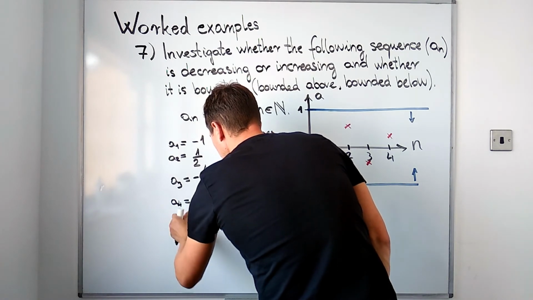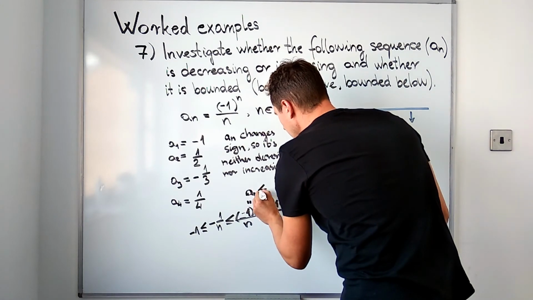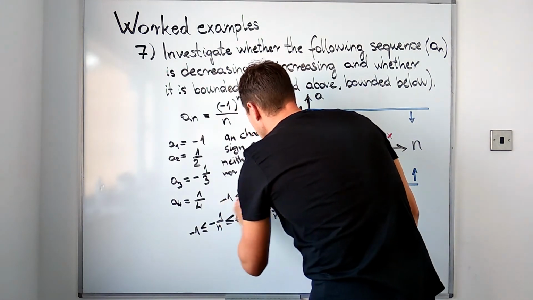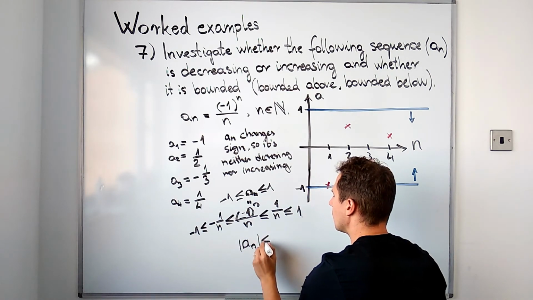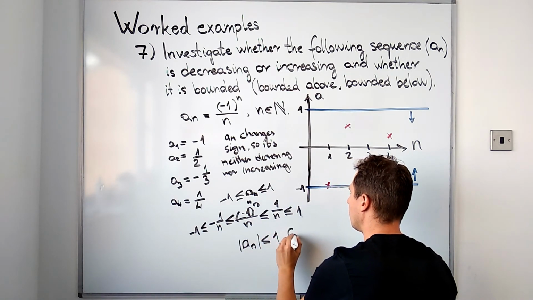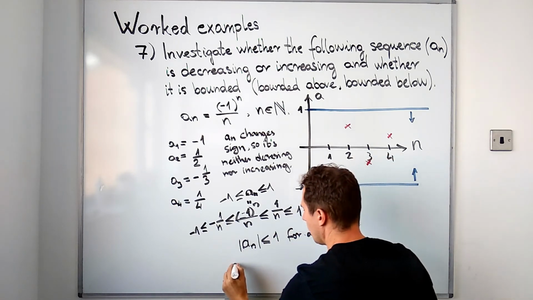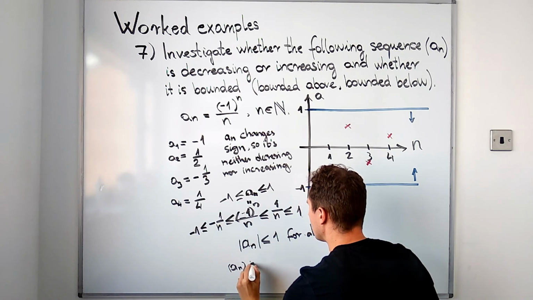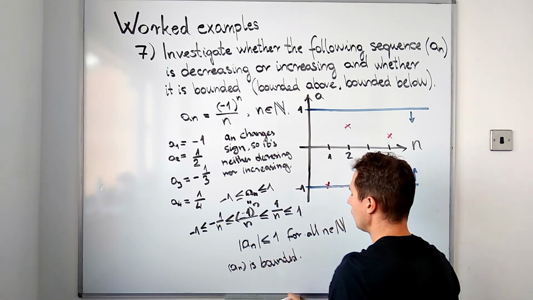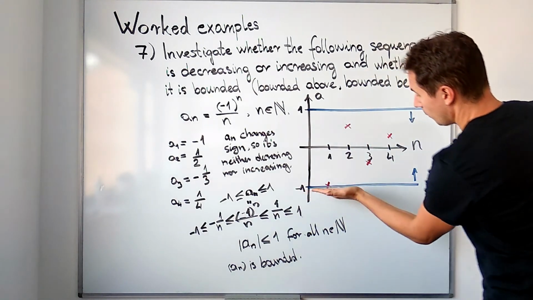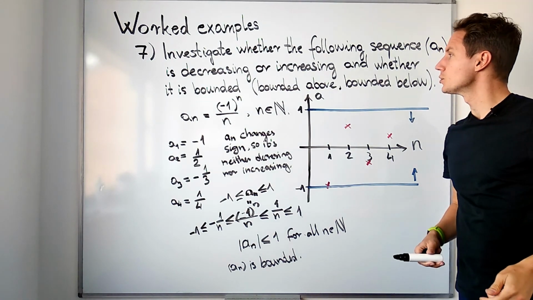Okay, so we can see that the general term in the sequence is always between -1 and +1, meaning that it is bounded for all indices n. So a_n is a bounded sequence, which also means that it is bounded both from below and above. Okay, this is the solution of this problem.